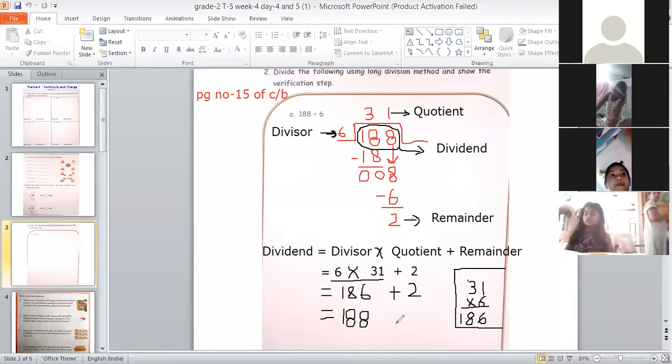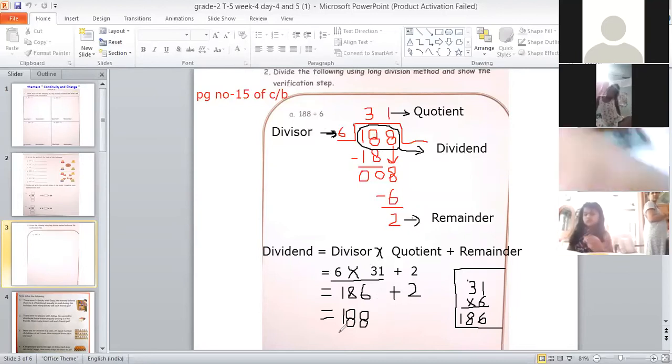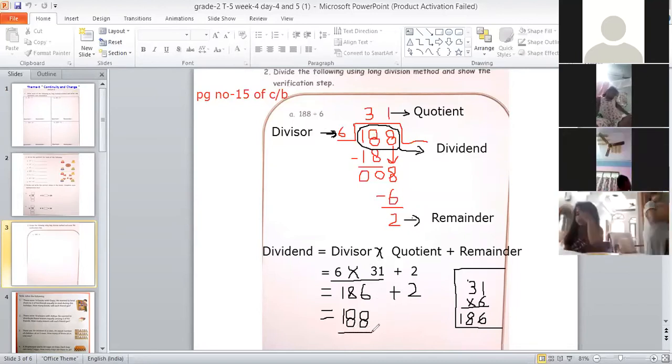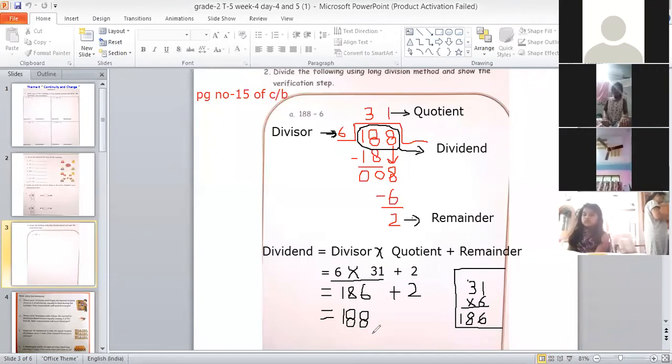How can you say that? Because children, our dividend according to the question was 188, right? And after solving this, we also got 188. So this means that we have solved this question correctly, because again we got the same dividend, right? So this is how you can check your answer.